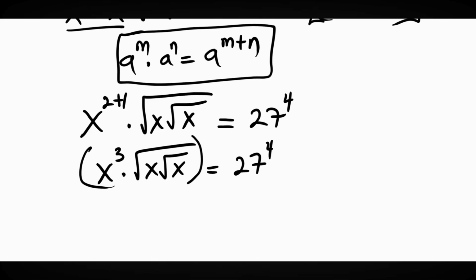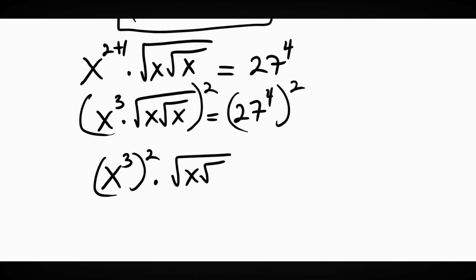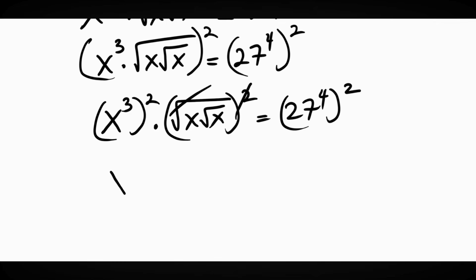So let's square both sides again. And we have x raised to power 3, all squared, times square root of x squared equals 27 raised to power 4, all squared. This 2 cancels the square roots. So we have x raised to power 6, that's 3 times 2, times x, equals 27 raised to power 4 times 2, which will give us 8.